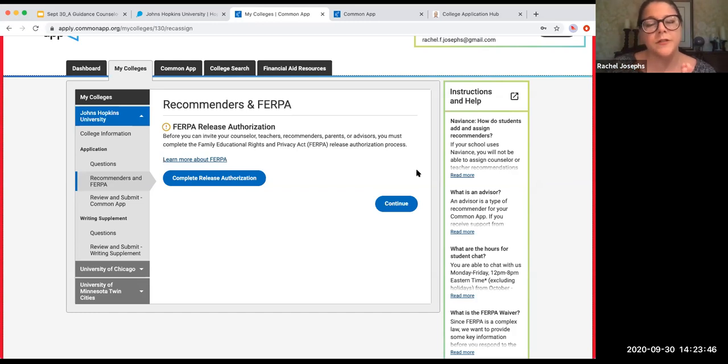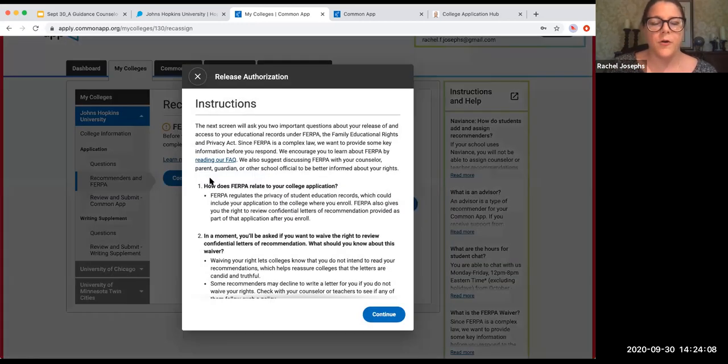So if you choose not to waive your FERPA right, the university may say, okay, well, then we're not going to take into consideration these letters of recommendation because we feel that the teachers are not necessarily writing truthfully. You can read about that in the Learn More About FERPA, but I did just want to explain it. So the first step, you'll go on to complete the waivers.